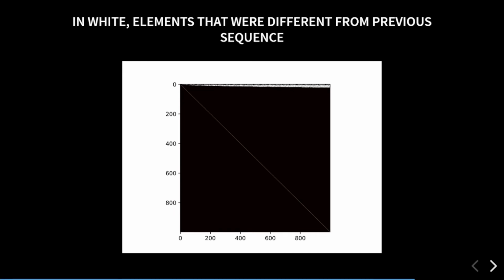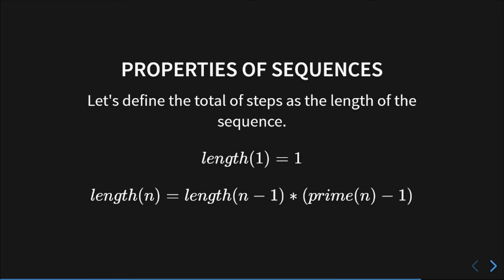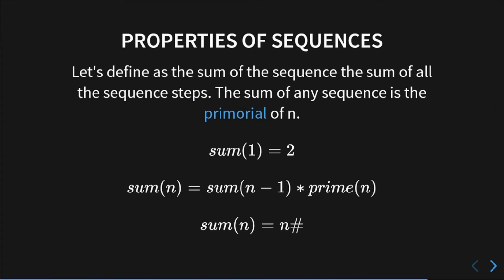Some properties of the sequence: the length of the sequence. The first sequence has length 1, it's just one step, the 2, and the step of the next sequence follows that formula. In the same way, the sum of the first sequence is just 2, and the sum of the next sequence will be the sum of the previous times the next prime. And this is basically a factorial, but just with prime numbers, 5 times 3 times 2. And there is a nice name for that, the primordial. I don't know how to say that, primordial.